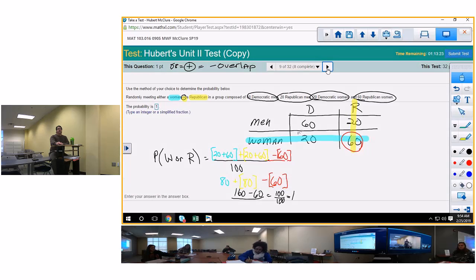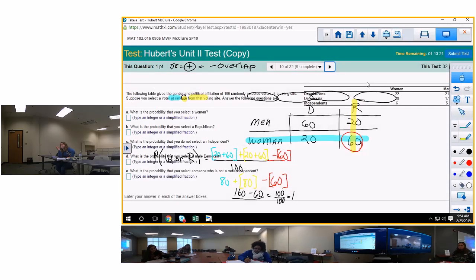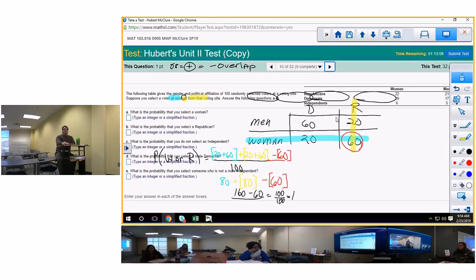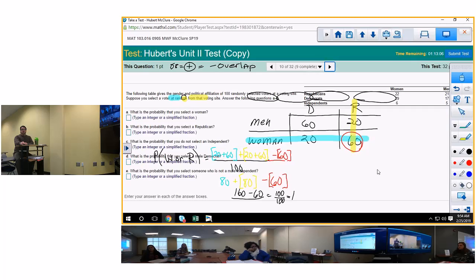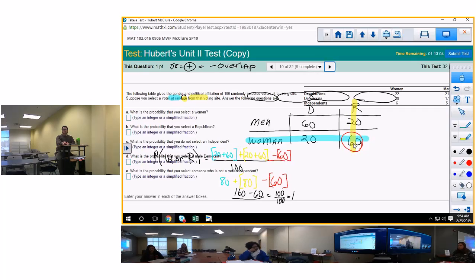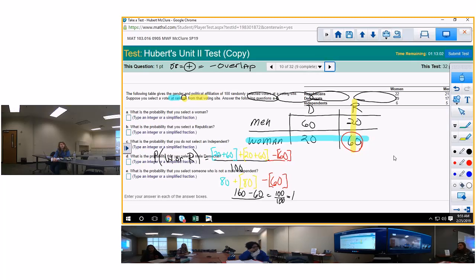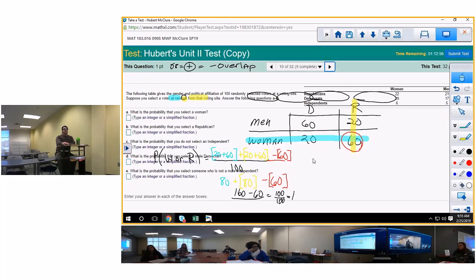All right. I have a question. Yes. So when you're doing that, would you do just the numbers you have highlighted as the denominator, or the whole thing? You add the women, 20 plus 60, plus 20 plus 60, and then you always subtract the what? No, I'm talking about as a denominator. Add them all together. All of them? Yeah, the whole table. That's what's wrong. It's not 100. Well, it says 100 randomly selected voters. That's the next question.